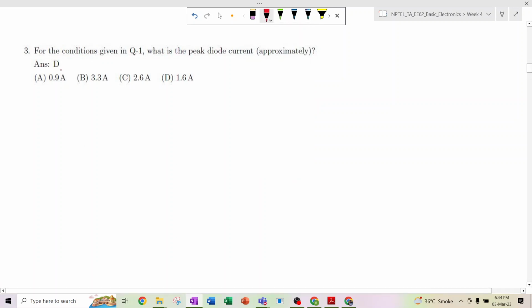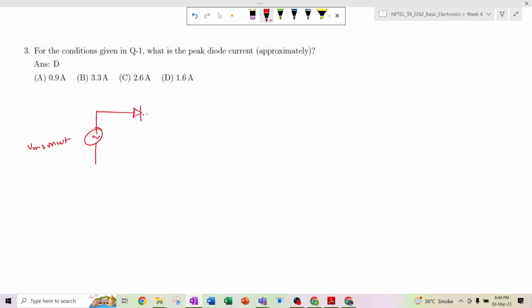Okay. Yeah. So for the condition given in question 1, what is the peak diode current? So Vm sin omega t, this is the resistor, this is the capacitor, this is the current, that is the ID. Okay.